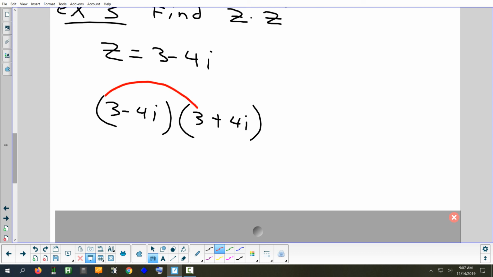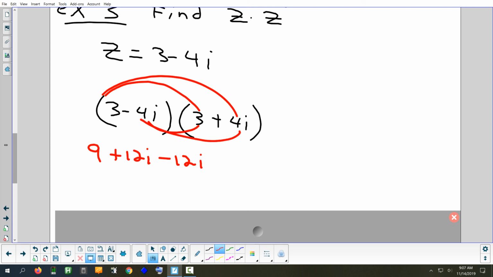So Abigail, when I start off, what's 3 times 3? 9. And Riley, 3 times 4i? 12i. So we got that. Now we're going to go to the inner. Madison, what's the product of the inner? Minus 12i. And now we're going to do the last. So Alex, first, what's a negative times a positive? It's a negative. 4 times 4? 16. And we still have the i times the i, so i squared.